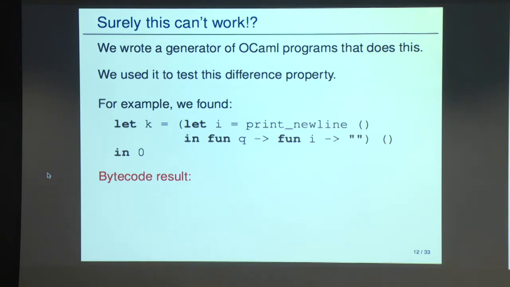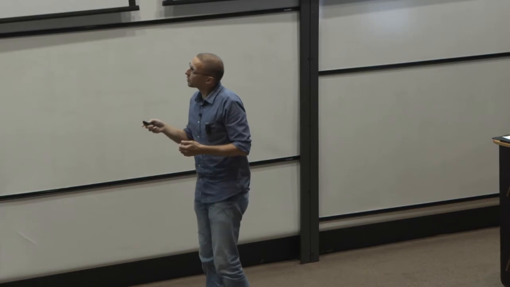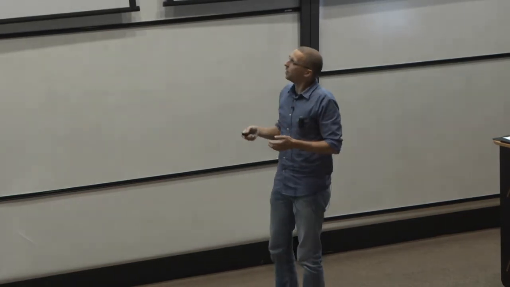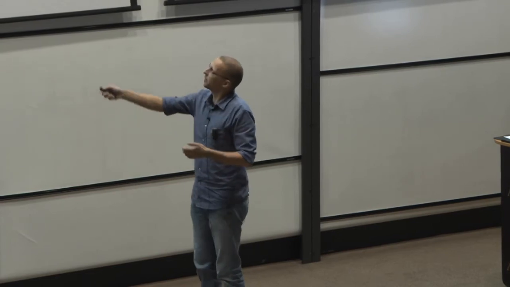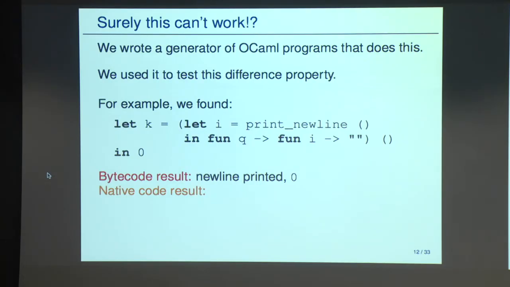So if you pass that to OCaml's bytecode compiler and run it, well, as you would expect, a new line is printed and the result is 0. If you compile the same program with, and here I should say a previous edition of OCaml's native code compiler, you'd get 0. The effect went away. What happened is there used to be a bug that this effect was delayed until this closure would be fully applied, and in this case we never fully apply it, so we delay it indefinitely.